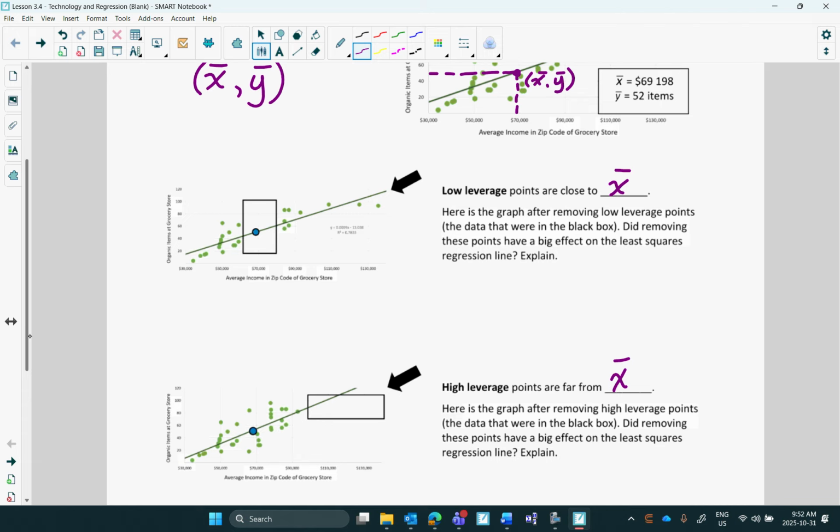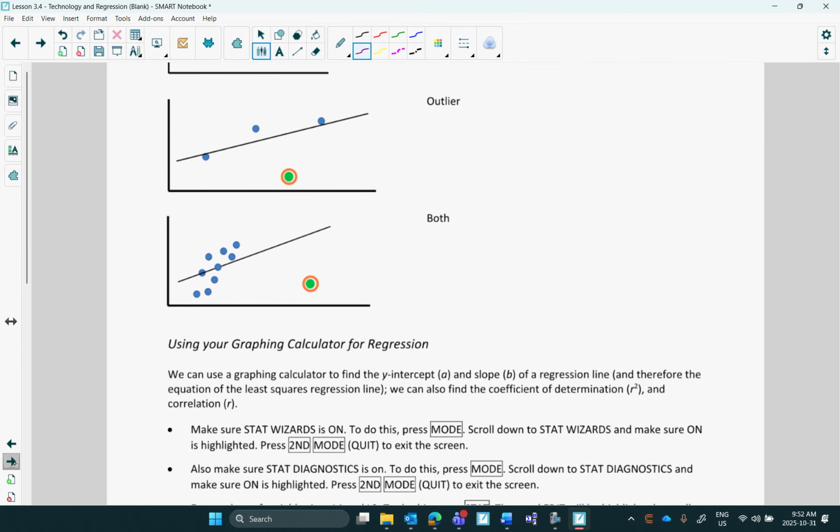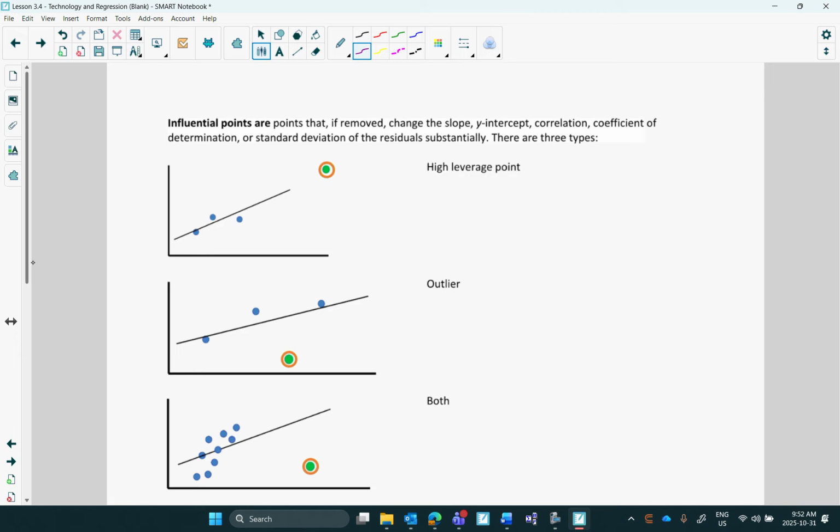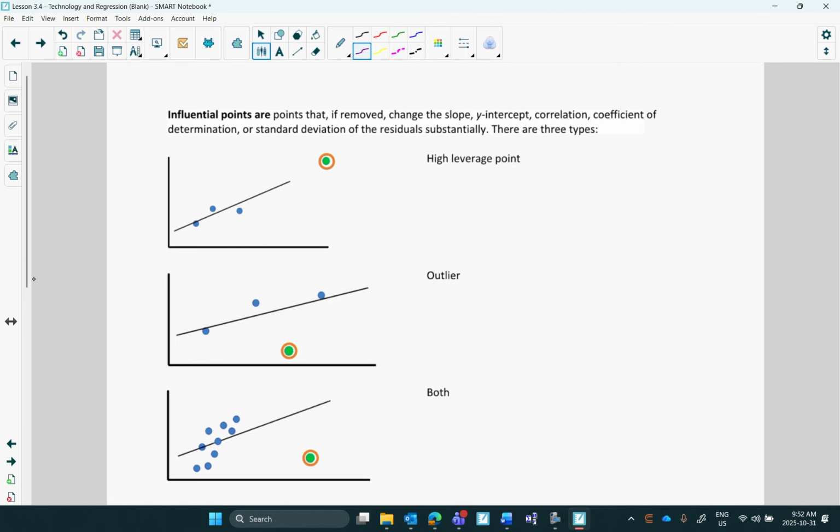High leverage points will change the slope and y-intercept of a line if they're taken out. Outliers will change R, R squared, and S. All of them, leverage points and outliers, we call influential points, meaning they can have some type of influence on the measures related to the least squares regression line.